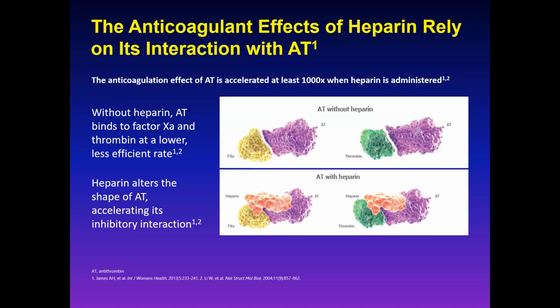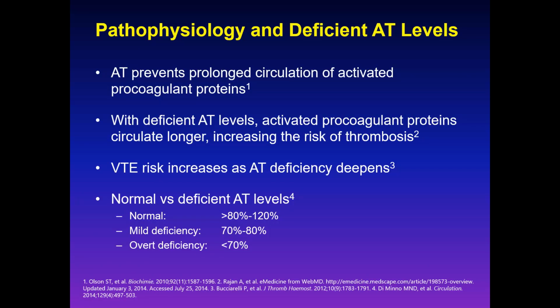As I alluded to earlier, the effects of heparin rely on its interaction with antithrombin. I mentioned the anticoagulation effect of antithrombin is accelerated greater than 1,000-fold when heparin is given, and that's largely due to the shape of antithrombin when heparin binds, which makes the affinity and the activity of antithrombin against factor 10A especially and thrombin much greater. So there's a little graphic depiction of that.